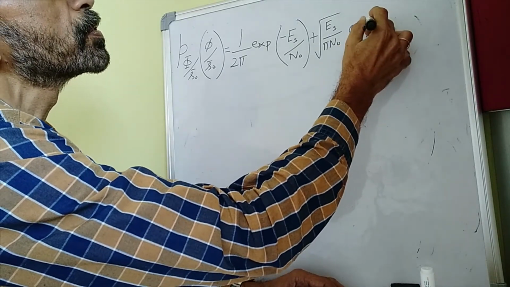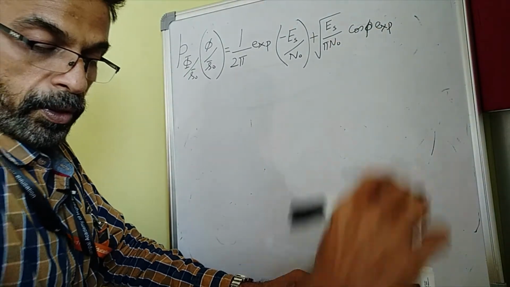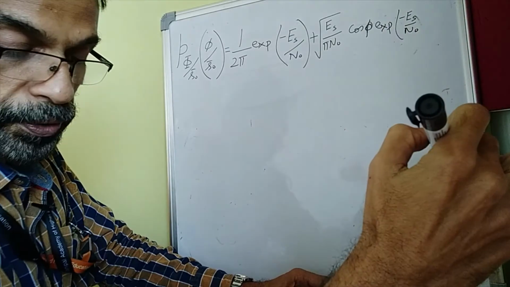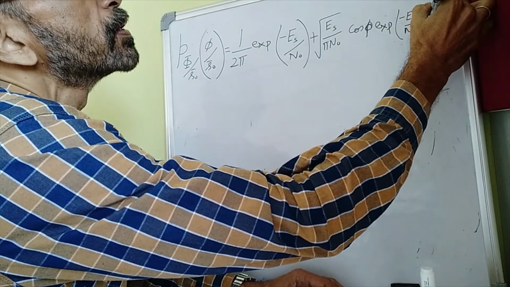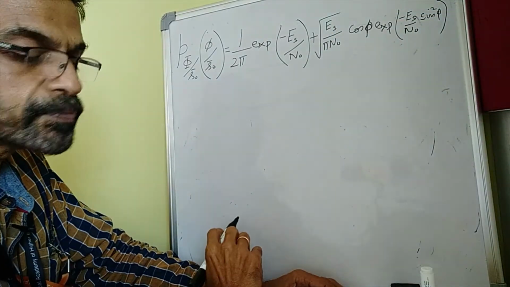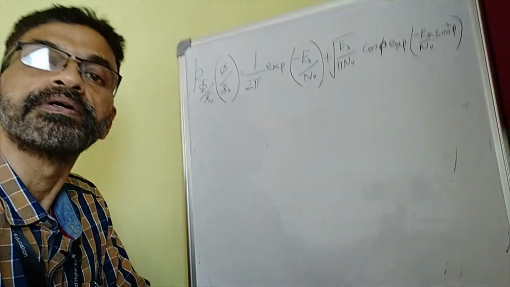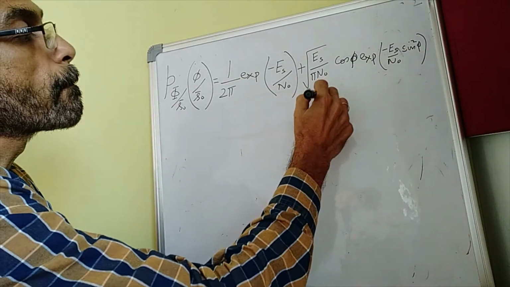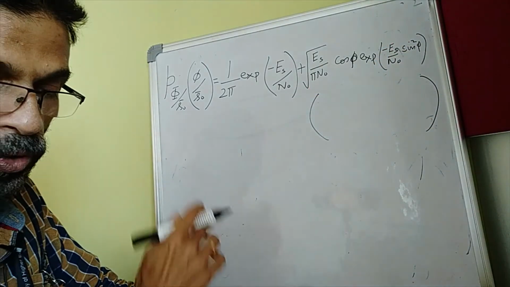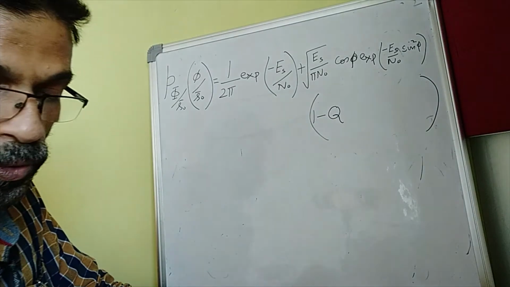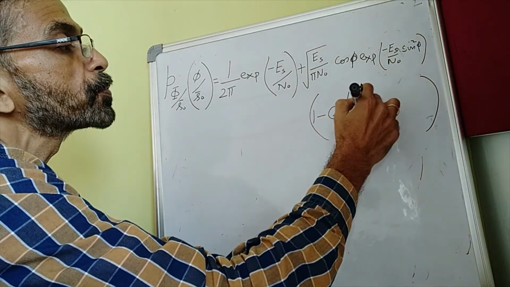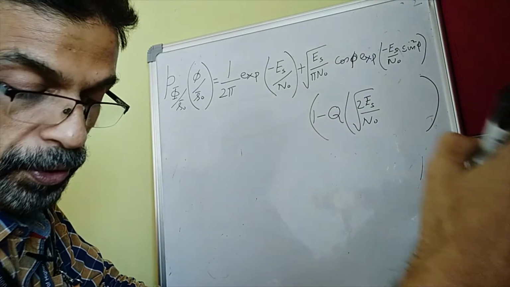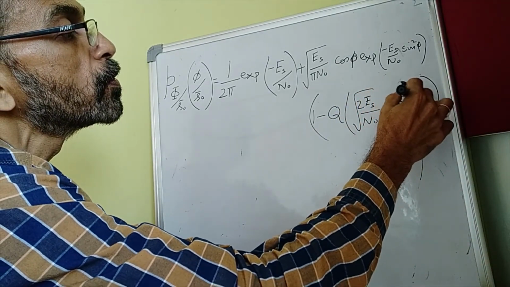cos phi into e power minus Es by N naught sine square phi, into, so this term into 1 minus Q root 2 Es by N naught cos phi.